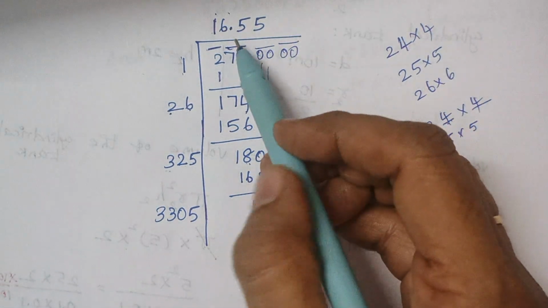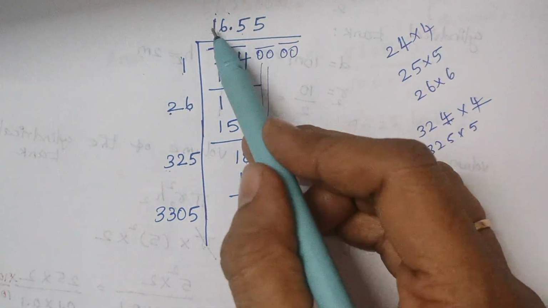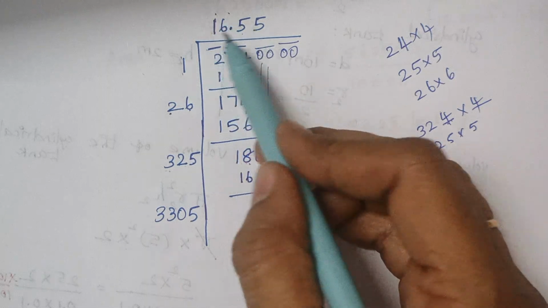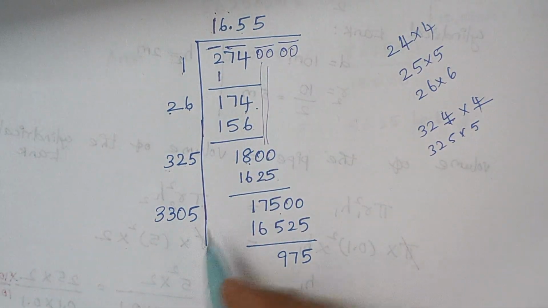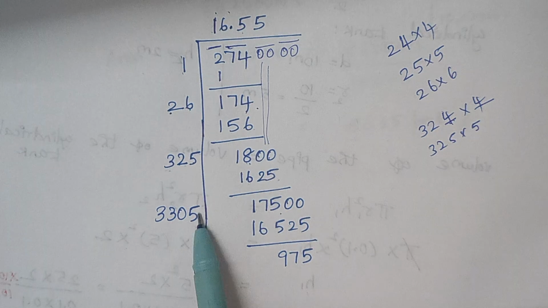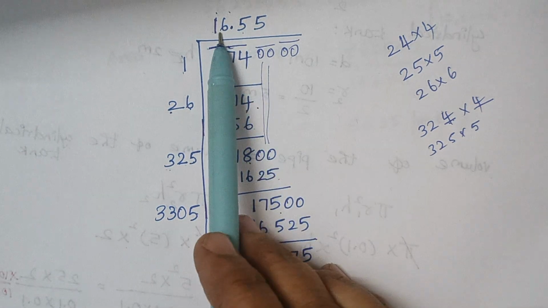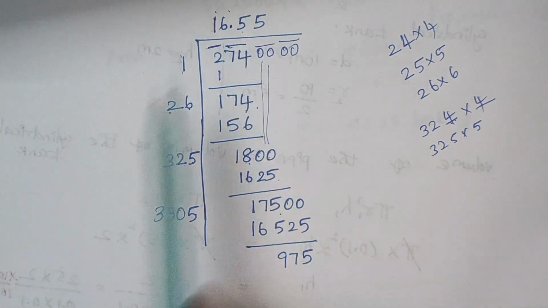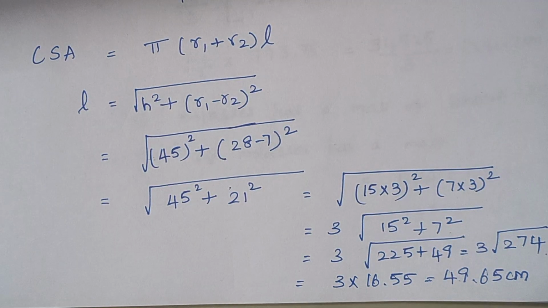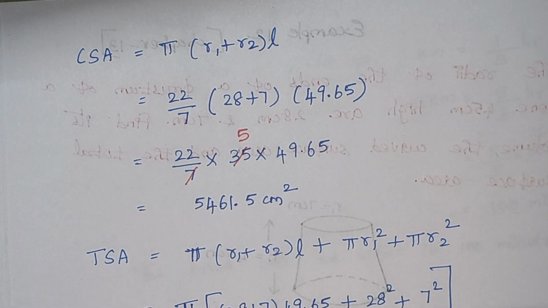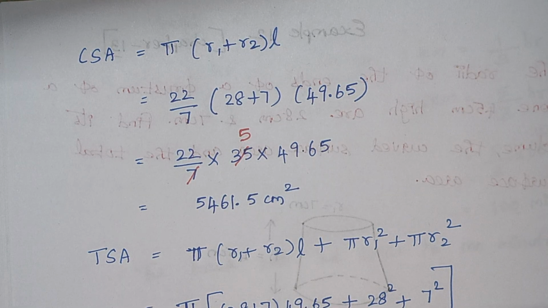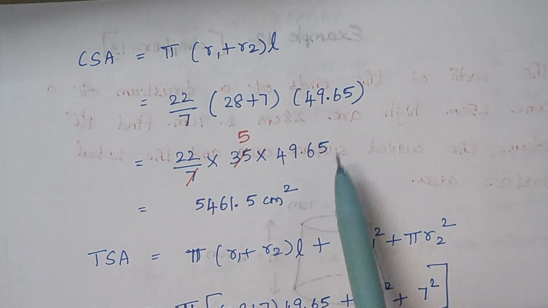Now I have 165. When 165 is multiplied by 2, it gives 330. Now again I am adding 5 here. So finally I am getting the answer as 16.55. So the square root of 274 is 16.55, which makes L equal to 49.65 centimeter. So here the curved surface area is given by the formula pi into (R1 plus R2) into L.